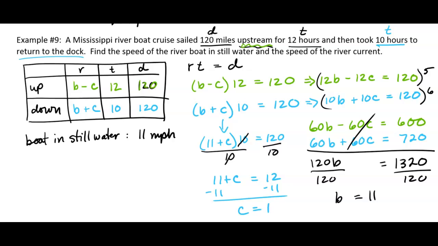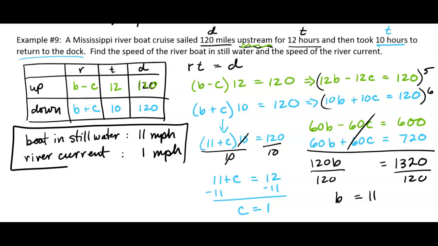So what does that mean? It means the rate of the current is 1 mile an hour. Okay, so river current, 1 mile per hour. Not a very fast river, probably. I don't know, I don't canoe a lot. Okay, so there you go.